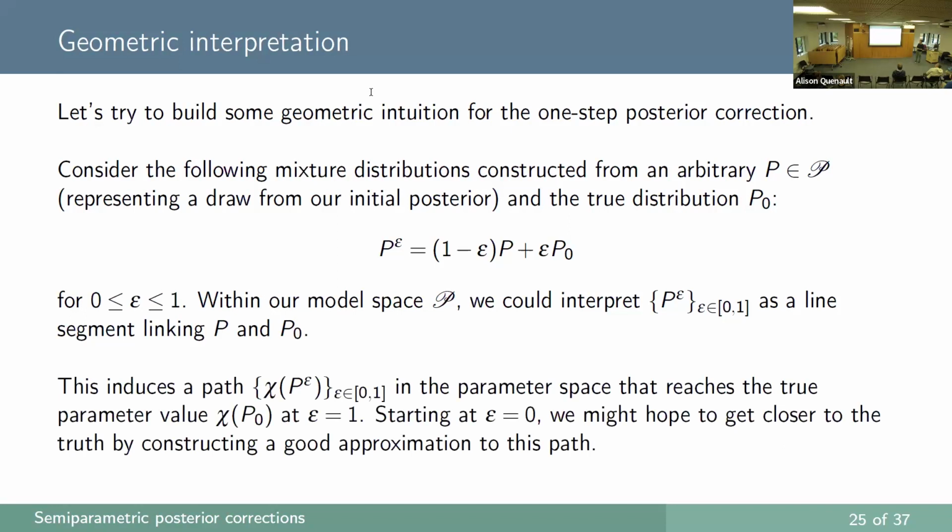This line, if we then map it through this functional, this chi, gives us a path inside the space for chi. So we've taken a path in distribution space, and this now gives us a path in the chi space. Usually it's not going to be linear because chi is going to be some kind of complex combination of factors from P. But we start from epsilon equals 0, which is at P. We'd like to be able to go along this path to epsilon equals 1 because that's where P naught is. So we want to start at P and get towards P naught.